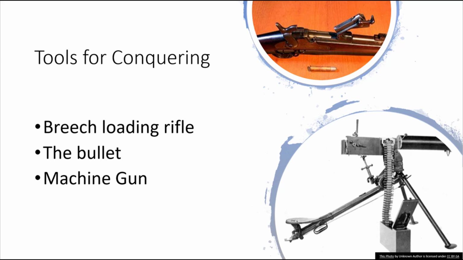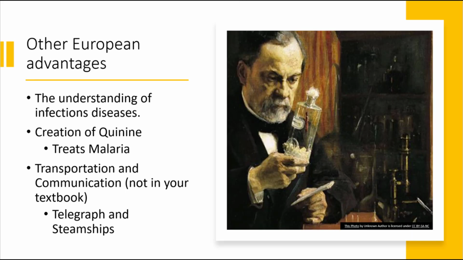Some other advantages that we have here by the Europeans are things that we covered in other classes. So the understanding of infectious diseases, so that comes back with Louis Pasteur. This isn't in your textbook, but the creation of, I believe it's quinine. I don't know. It's not in your textbooks, and I didn't look up a phonetic spelling for it. But what that does is it's a medication that treats malaria. And if you know anything about Africa, malaria can be a problem there. So that allows the Europeans trying to operate inside of Africa to do so without perhaps the threat of dying from malaria.